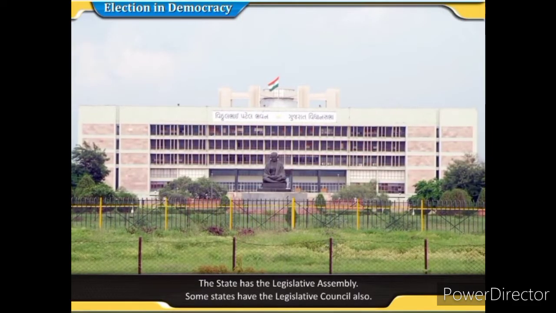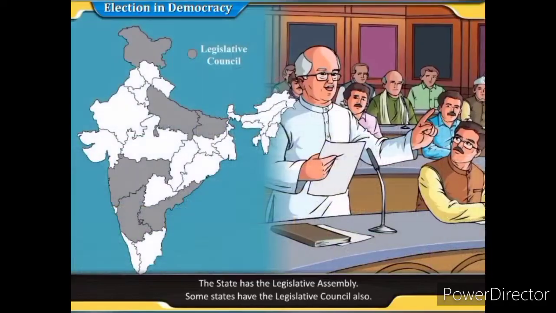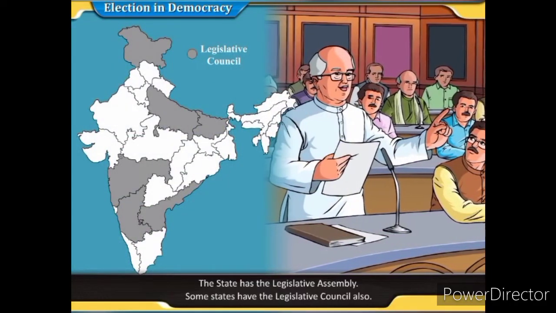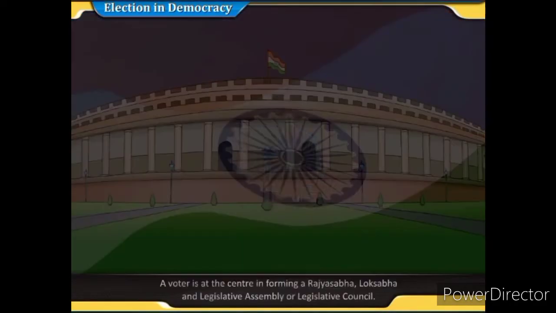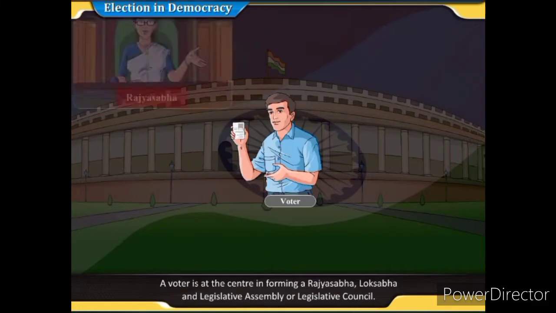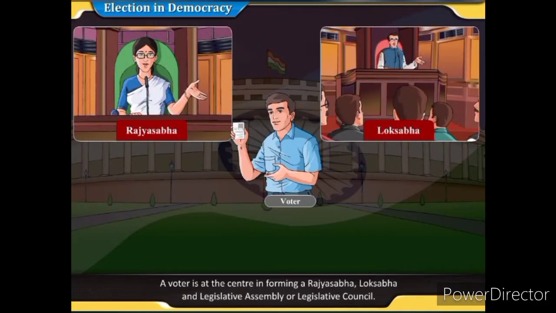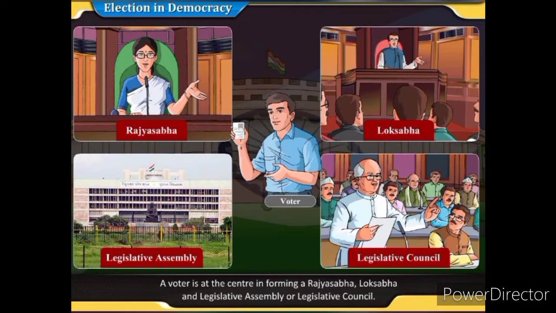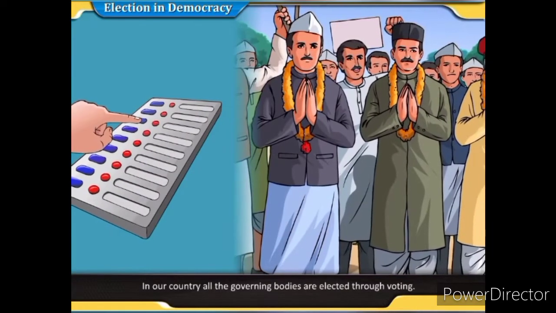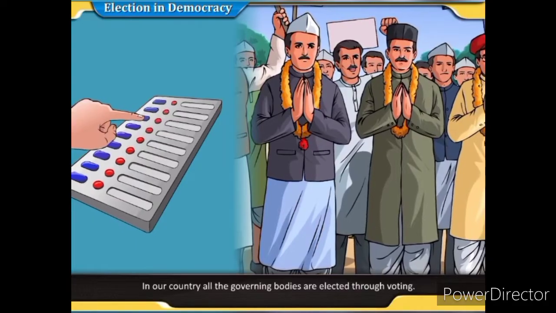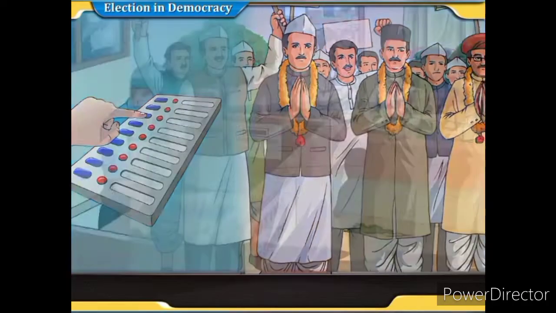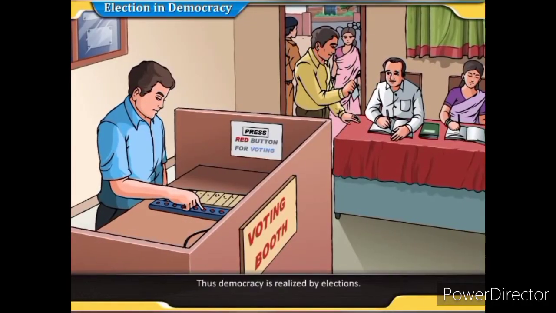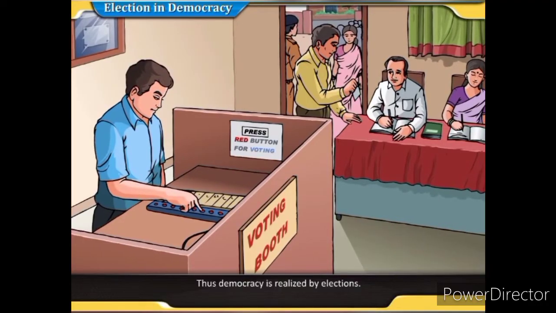The state has the Legislative Assembly. Some states have the Legislative Council also. A voter is at the center in forming a Rajya Sabha, Lok Sabha and Legislative Assembly or Legislative Council. In our country, all the governing bodies are elected through voting. Thus, democracy is realized by elections.